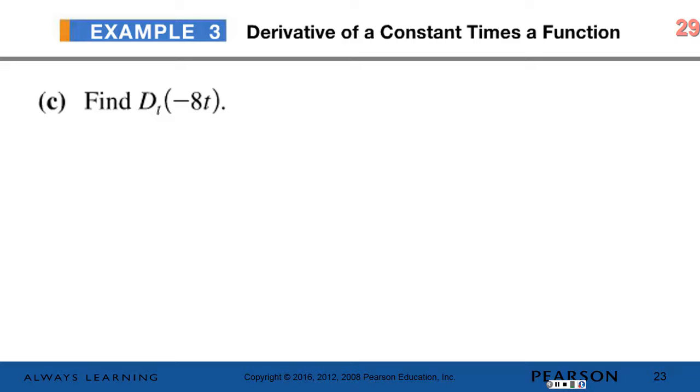What's the derivative of negative 8t? Negative 8, because the t disappears. Its power was 1, so it disappears.